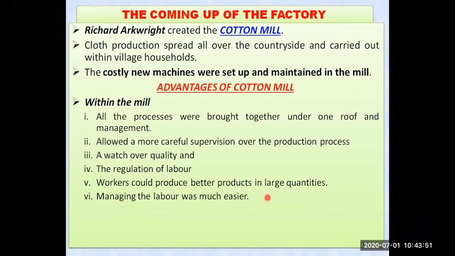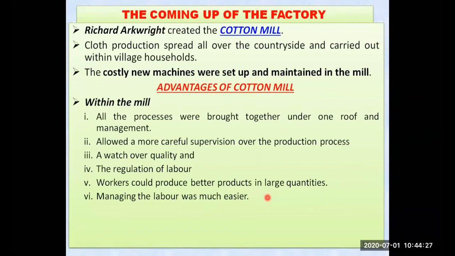Before the invention of the cotton mill, if one process of production was completed, then the other process would take time to start, because one had to collect the threads from one person, and then the owner of that thread had to give it to another worker for changing it into cloth. So that time was now saved, because every process of production was going on under the same roof.